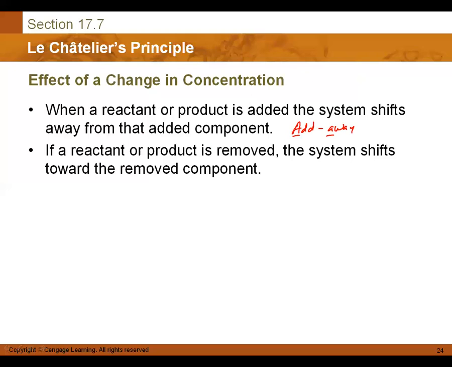When we remove a reactant or product, it will shift towards it. So removing is different. When you remove, it shifts towards it as opposed to away. So if you remove a reactant, it will shift the equilibrium to the left, towards the reactant side. If you remove a product, it will shift it towards the product side.